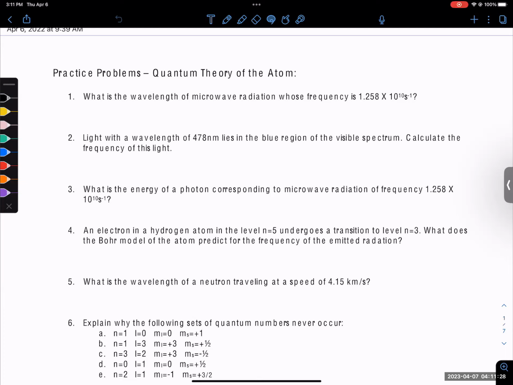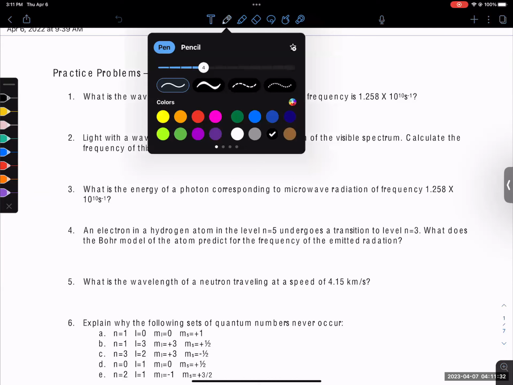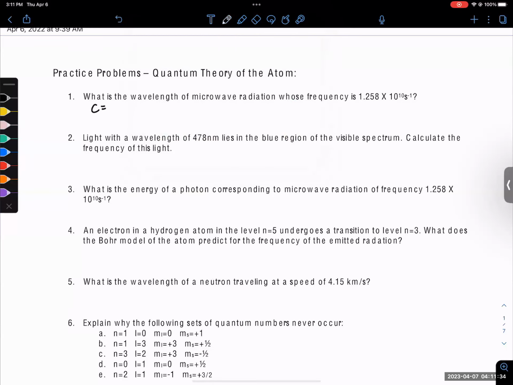Any guesses? Equation c equals lambda times frequency. Nobody? Oh, okay. So we got a couple people saying that the wavelength should be large, and that's a good guess. I can see why you might think that, because this is a large number. You think that the wavelength should be a large number.